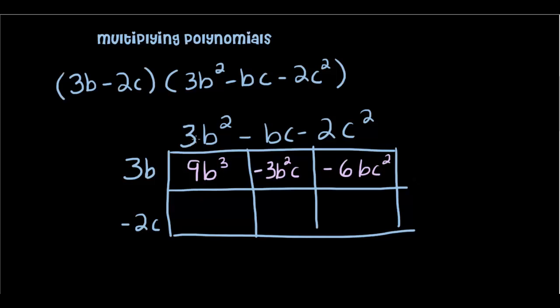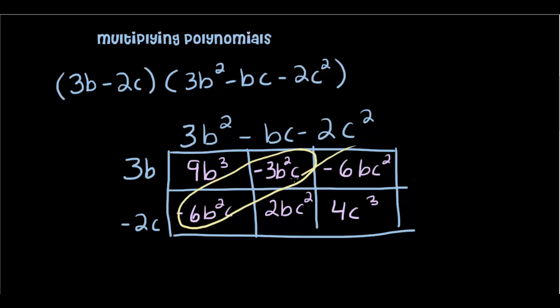Then negative 2c times 3b squared is going to be negative 6b squared c. Negative 2c times negative bc is positive 2bc squared. And negative 2c times negative 2c squared is going to be 4c cubed. And then when you use this method, if you notice, the like terms are going to be lined up diagonally. So these two are like terms and these two are like terms.